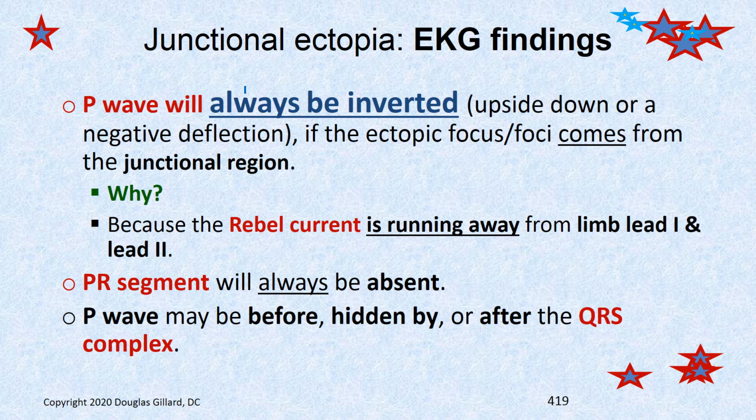Okay, what about the EKG findings? Kind of just saw that, didn't we? But the P wave will always be inverted in people with junctional ectopia or ectopic foci that are arising somewhere in the junctional region. It'll always be inverted. Got it?